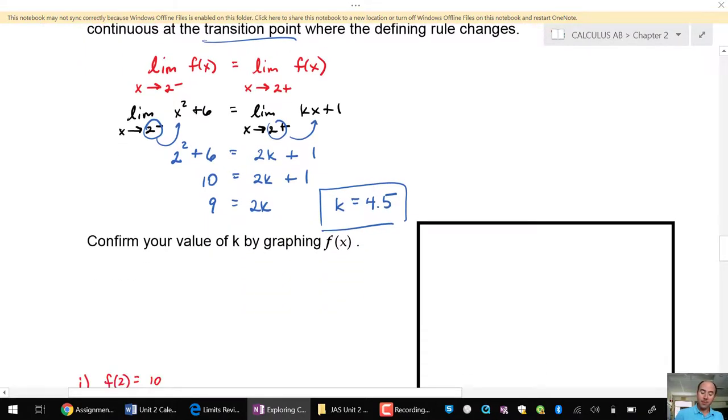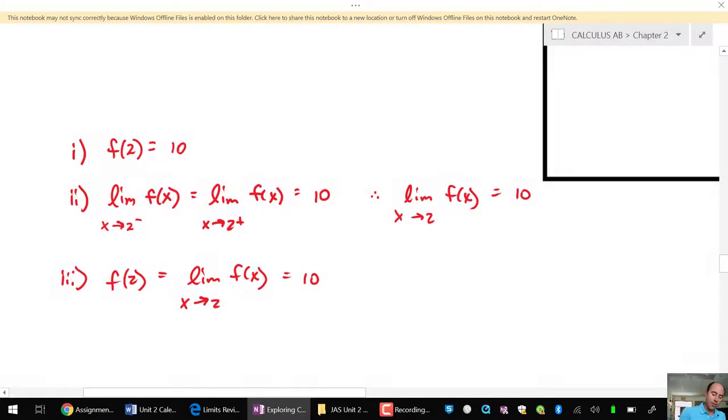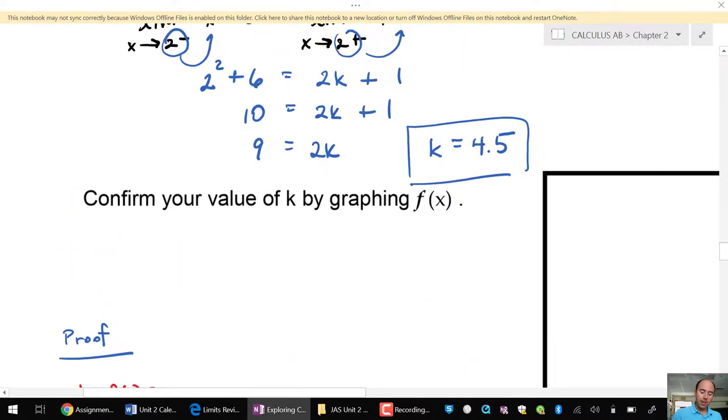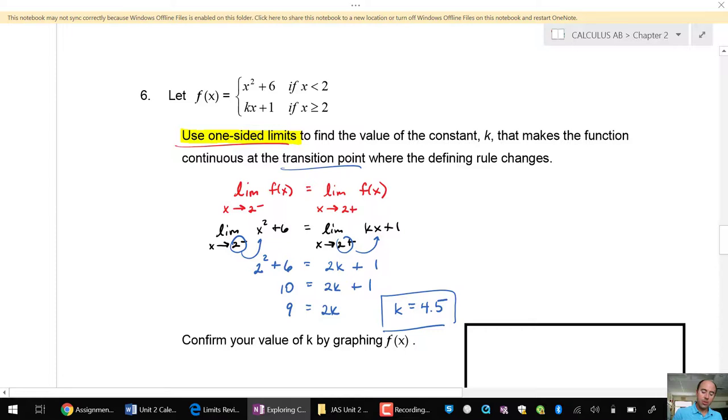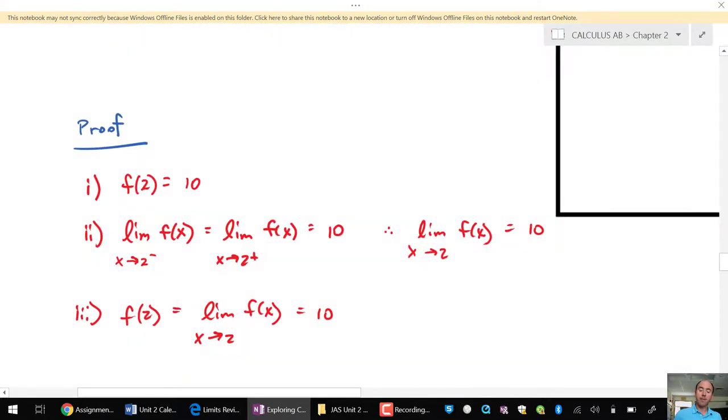We could confirm that value of k by graphing. And to prove it, here's the proof for continuity, checking 3 components. Number 1, f of 2 exists. F of 2, if I plug in 2 into my function, remember that k equals 4.5, so 4.5 times 2 plus 1 is 10. The limits as we approach 2 from the left and the right both equal 10, meaning the limit overall as x approaches 2 is equal to 10. The function value at 2 and the limit value as we approach 2 are the same, both equal 10.